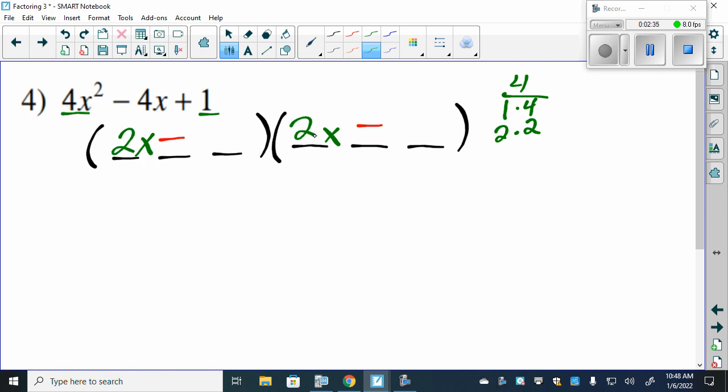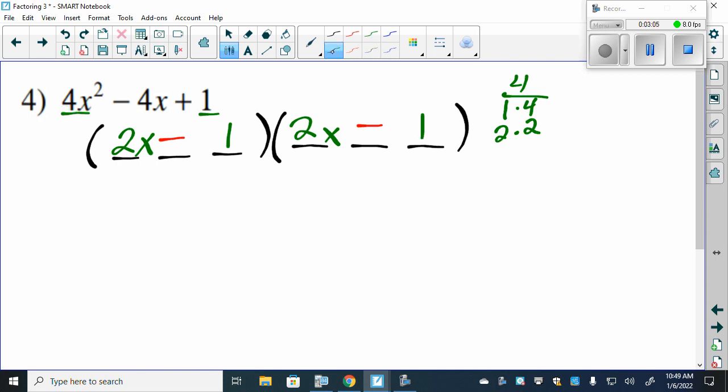And now we need to find the factors of 1, which is, well, 1 and 1. Because the only numbers that multiply together to give us 1 is 1 and 1. And incidentally enough, 1's actually not prime. Because for a number to be prime, it has to be multiplied by 1 and itself. 1's the only number, so it's not considered to be prime.